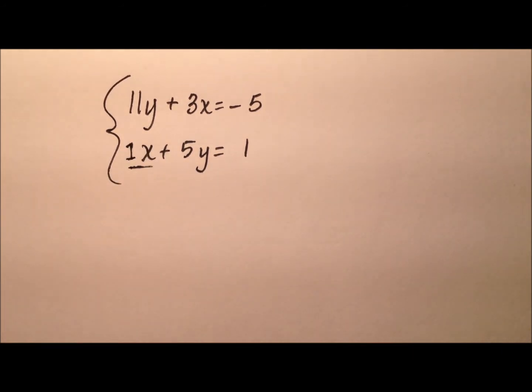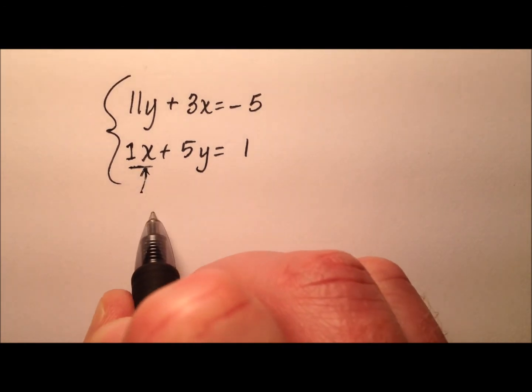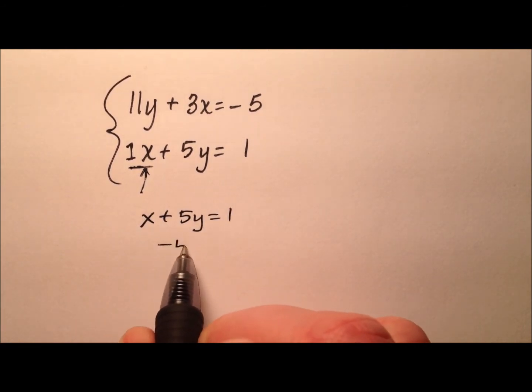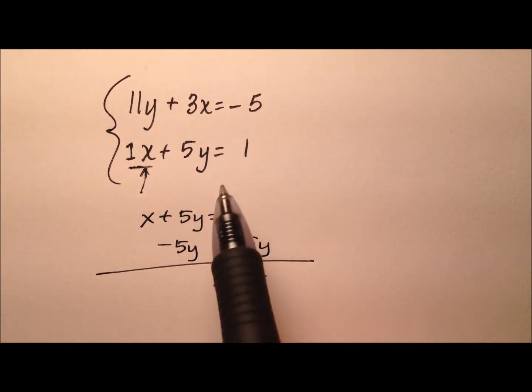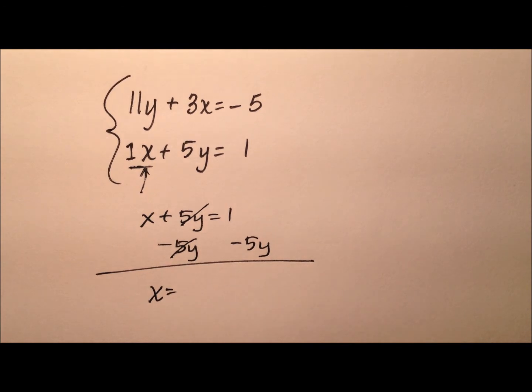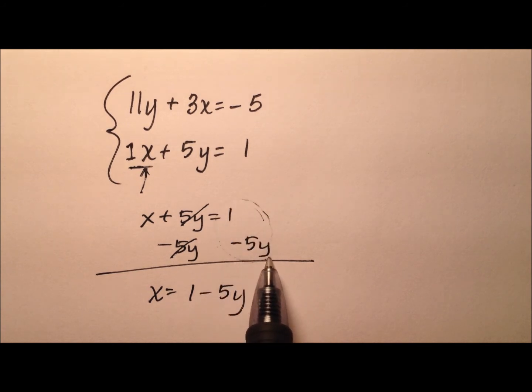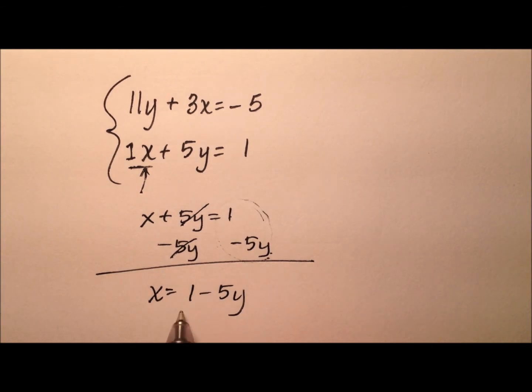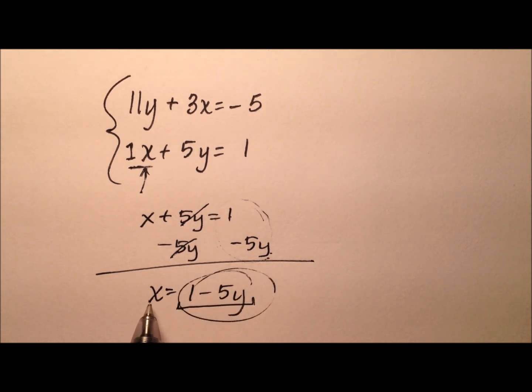Why does that make it so nice? Because it makes this x really easy to solve for. If I have x plus 5y equals 1, all I have to do to solve for x is subtract 5y from both sides. Now x is isolated, and I have 1 minus 5y. Remember, we cannot combine these two because they're not like terms. One is a constant, and this one has a variable. So if x equals 1 minus 5y, then I know that this expression, 1 minus 5y, can be substituted in for x, but we're going to do so in the other equation.